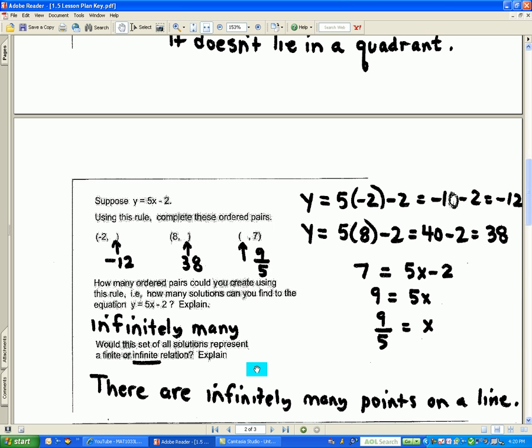I've made the comment here, there are infinitely many points on a line, and the reason this connects to this problem, later on in this course, and for some of you in previous courses, if you graphed the equation y equals 5x minus 2, you'll recall that the 5 represents the slope, the -2 represents the y-intercept, that's your y equals mx plus b form. So this graph would generate a line, and how many points are on a line? Infinitely many. And each point is a solution of that equation. Okay.